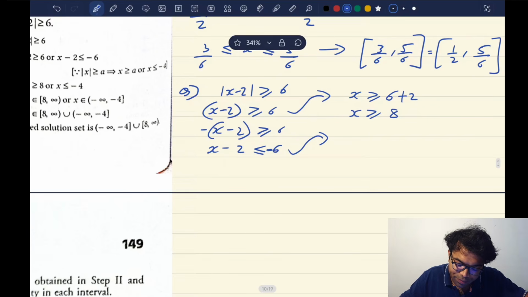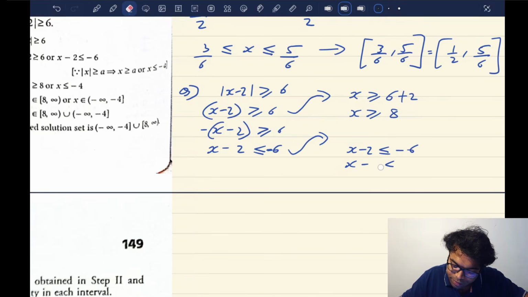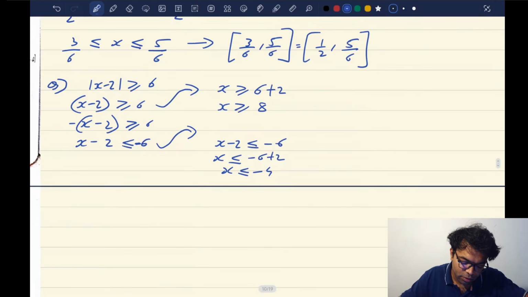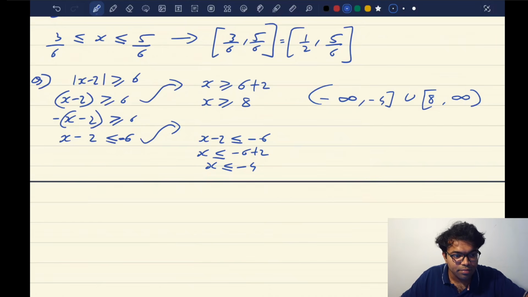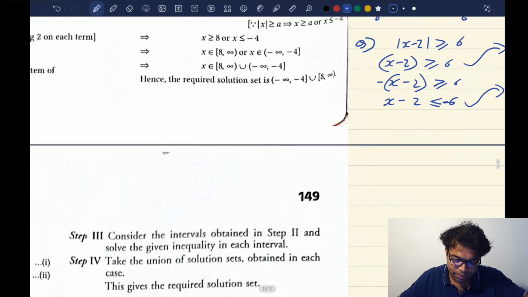From here what will you get? x minus 2 is less than or equal to minus 6. x is less than or equal to minus 6 plus 2. x is less than or equal to minus 4. Okay, so the solution for us is what? Minus infinity to minus 4 union 8 to infinity. Clear? Okay, next one.